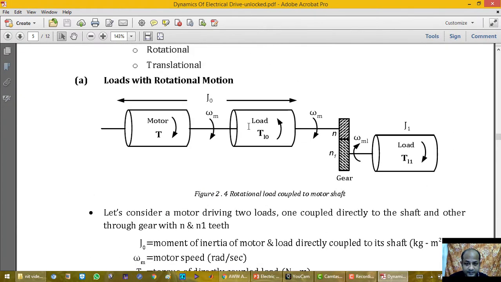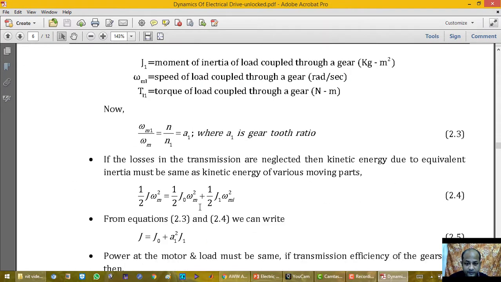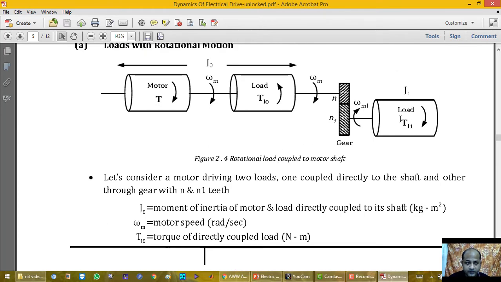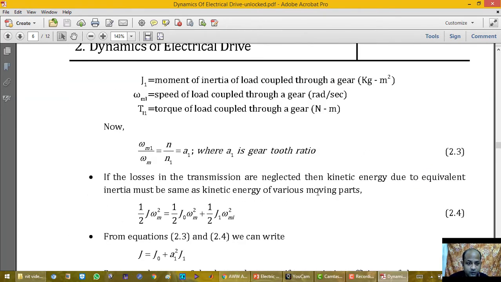For this, the kinetic energy is half J0 omega m square, and for this, half J1 omega m1 square. So, it is half J1 omega m square. I am trying to develop the equivalent, which is logically similar to the transformer equivalent circuit referred to the primary side or referred to the secondary side. You can just take the logic, only the logic. So, the transmission losses are neglected.